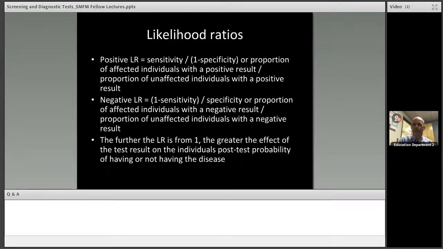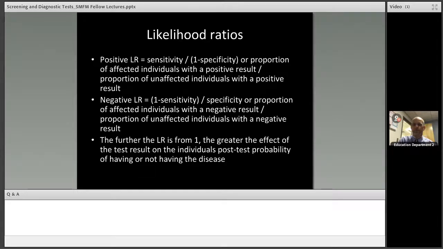On the other hand, the negative likelihood ratio is 1 minus sensitivity divided by the specificity, or the proportion of affected individuals with a negative result divided by the proportion of unaffected individuals with a negative result. As I mentioned, the further it is from 1, the greater the effect. So if you have a likelihood ratio positive of 10, it's much further from 1 than if you have a likelihood ratio positive of 2. And it means that 10 is going to affect your post-test probability much, much higher than a 2.